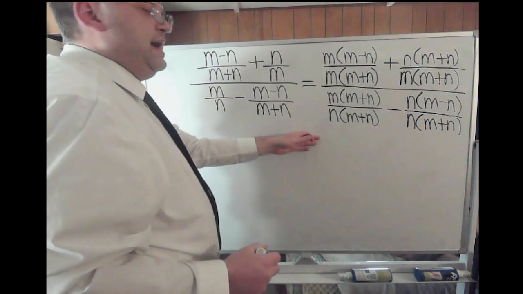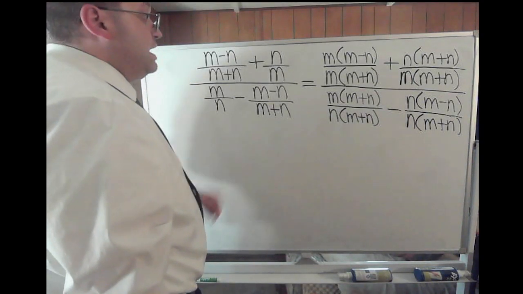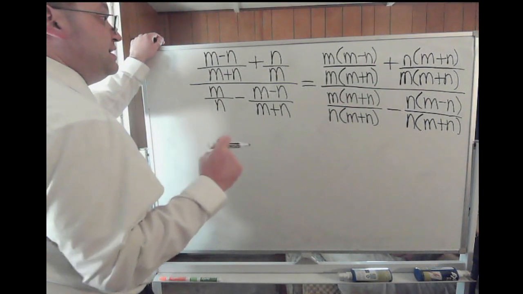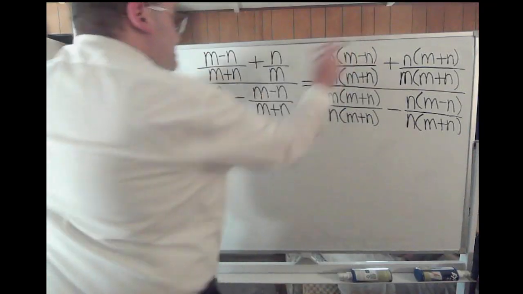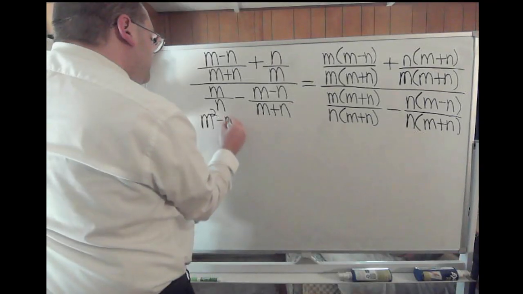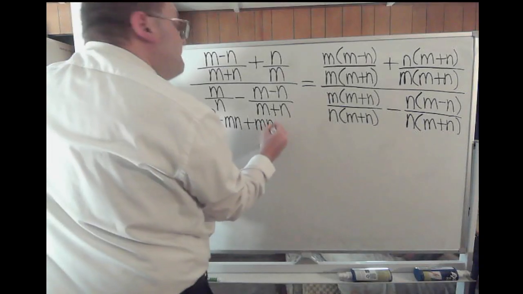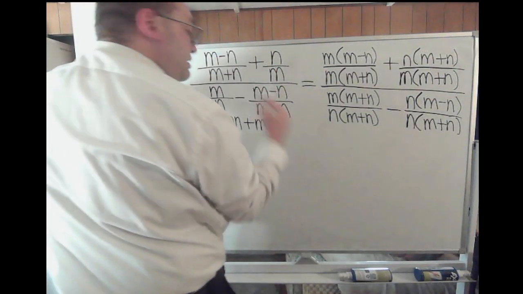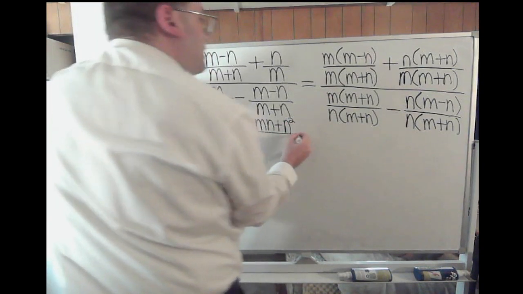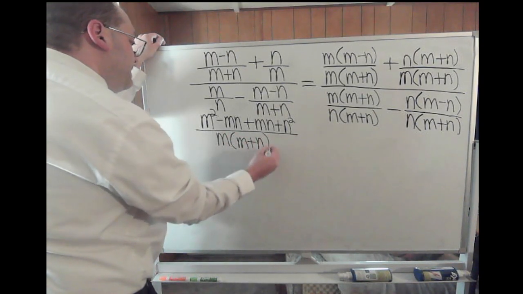So far this is what we have. I know it doesn't look pretty, but this is what it is. Let's go ahead and work in the numerator to start with here, okay? Got to add these together. So m times m, that's going to be m squared, right? We have m squared minus mn, plus we have n times m, that's mn, plus n squared, all over m times (m plus n), right?